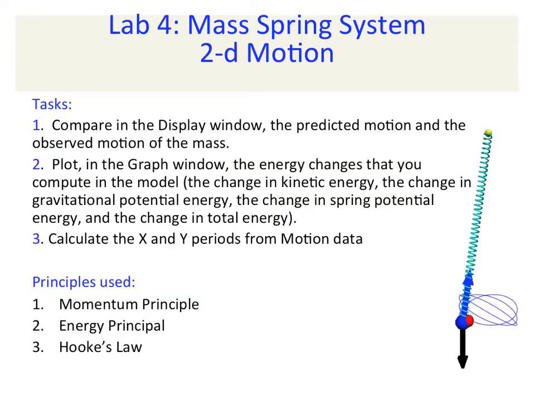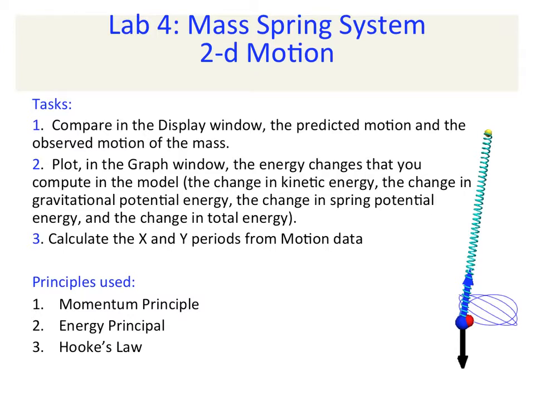This is Lab 4, the mass spring system, two-dimensional motion. The tasks are to compare in the display window the predicted motion and the observed motion of the mass that we got from the tracker file, and also plot the energy changes: the total energy change, the kinetic energy, the change in gravitational potential energy, and the spring potential energy.